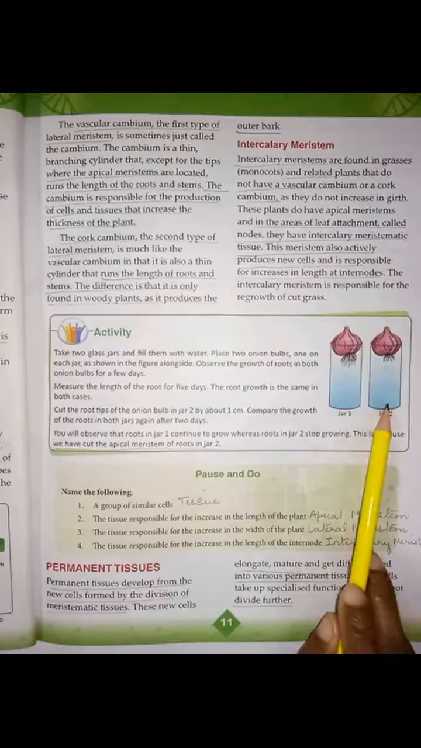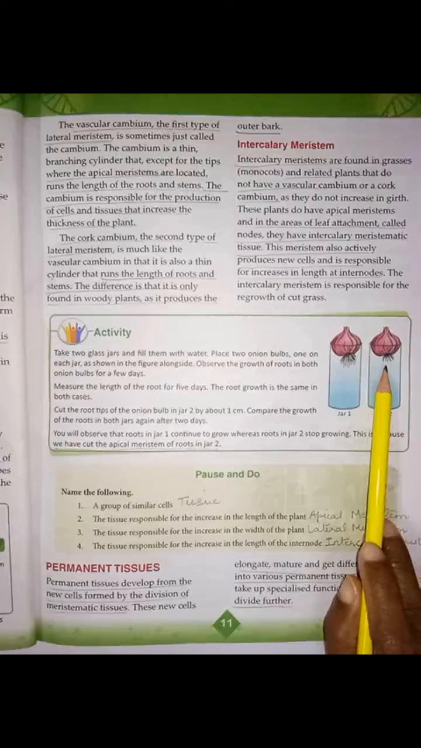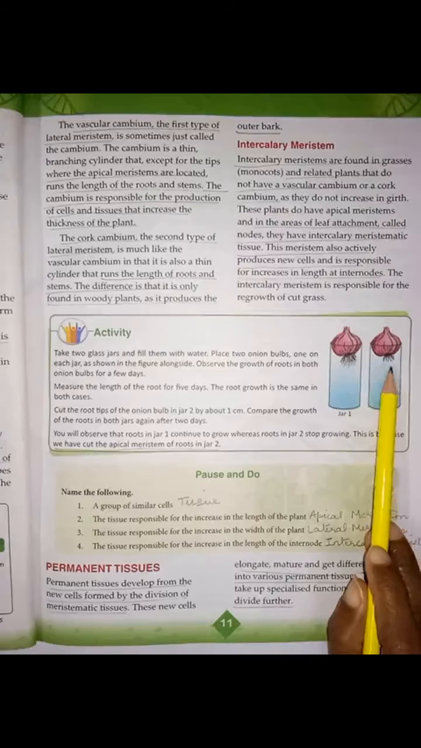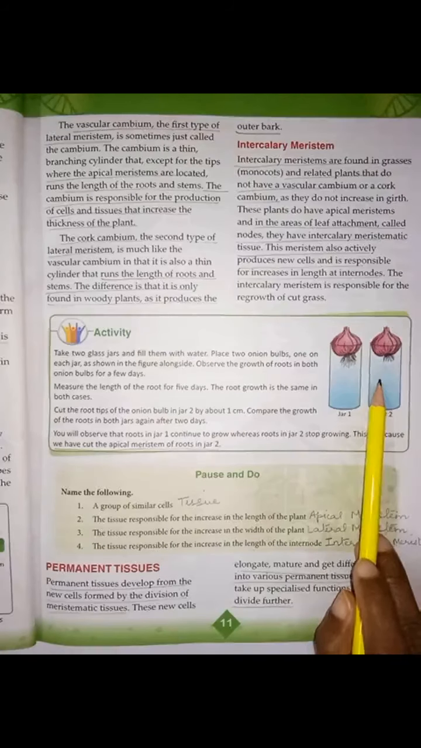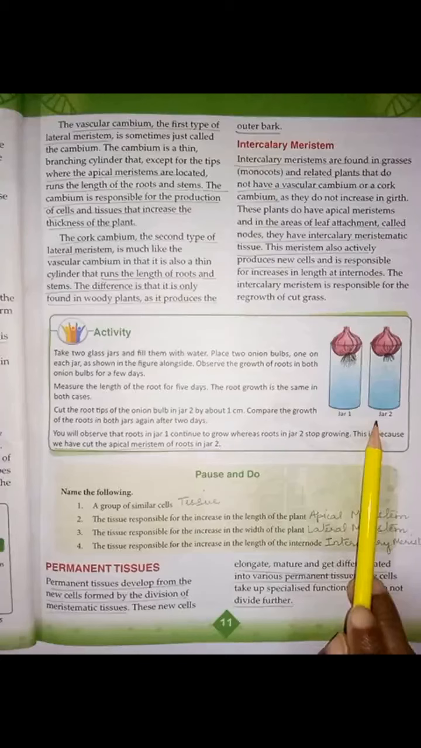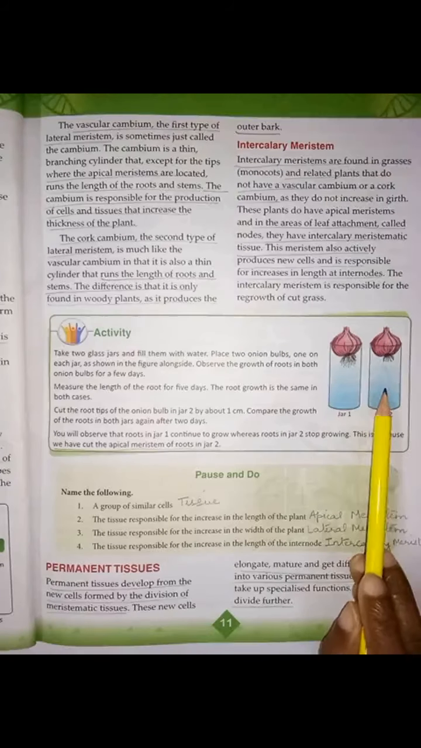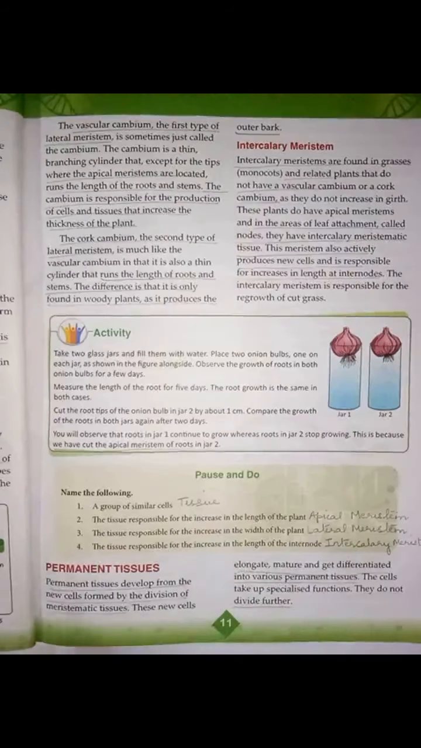The growth in jar 2 has stopped because when we cut the roots, we cut the apical meristem along with the roots, which is totally responsible for the growth of the roots. So that is why the roots have stopped growing in jar 2, because we have cut the apical meristems from the roots.